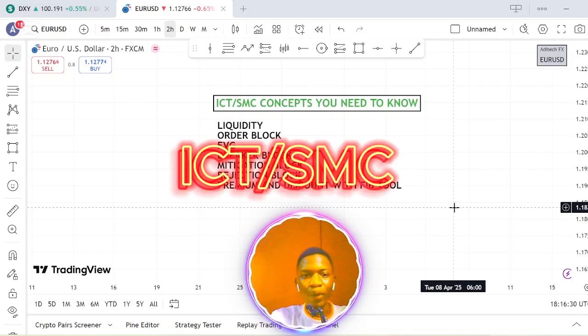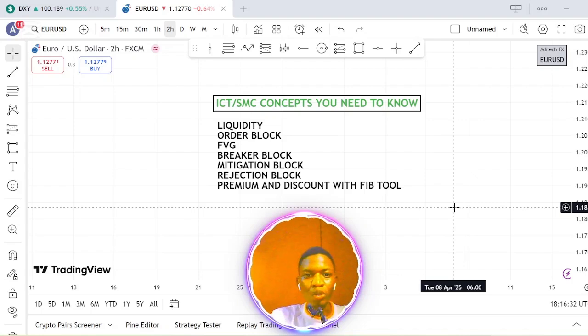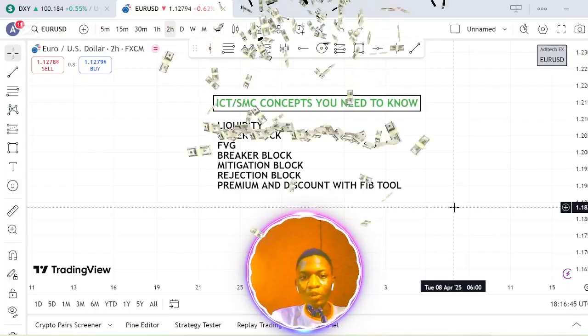So what are the things we are going to learn in this video? We are going to learn liquidity, order blocks, fair value gaps, breaker blocks, mitigation blocks, injection blocks, and premium and discount levels with the Fibonacci tool.